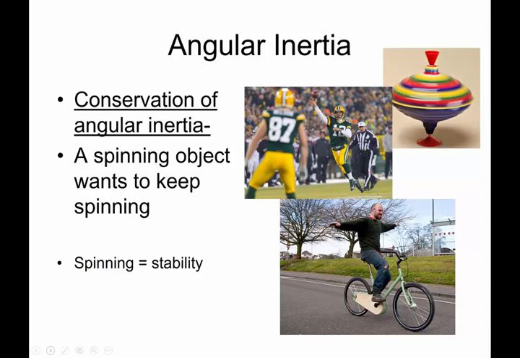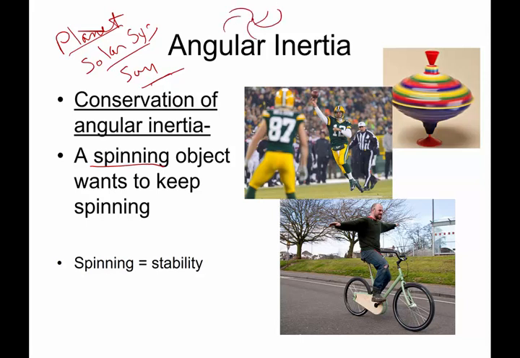Well, we care about this because everything in astronomy spins. Planets spin, the solar system spins, the sun spins. And how do you explain that everything out in space, the Milky Way galaxy, spins? How do you explain that everything spins? It is leftover motion from the beginning of the solar system or the galaxy. And it is called the conservation of angular inertia.